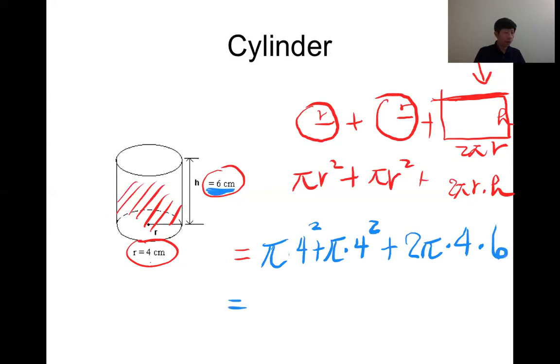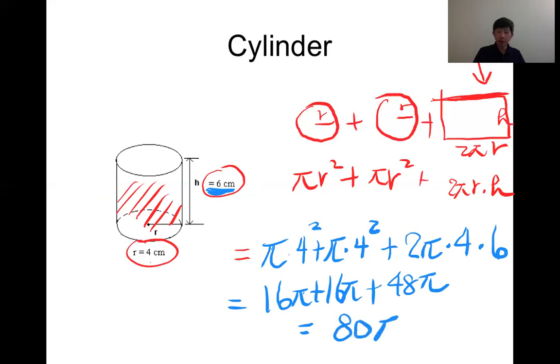So therefore, we have 16 pi plus 16 pi plus 2 times 4 times 6, which is 48 pi. Together, we have 80 pi surface area. 80 pi what? 80 pi centimeter square. All right? And that is the surface area of a cylinder, right?